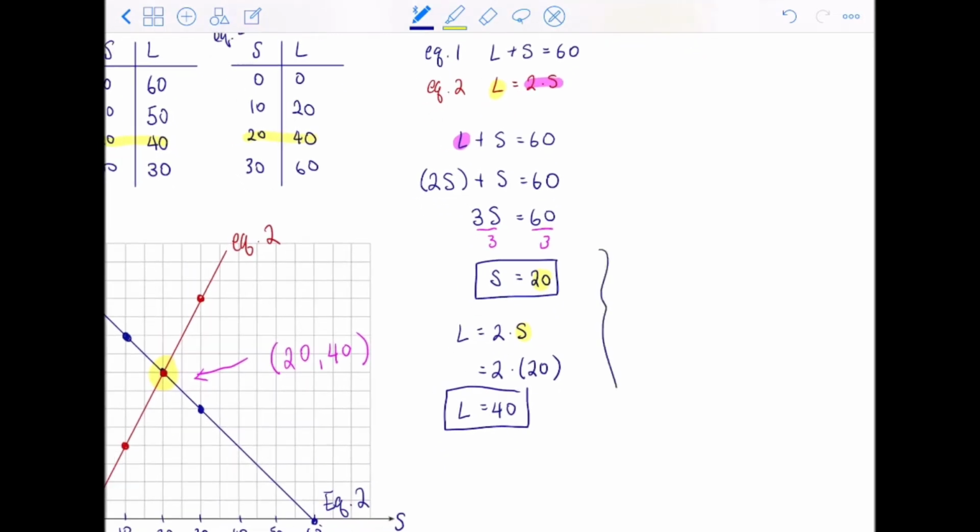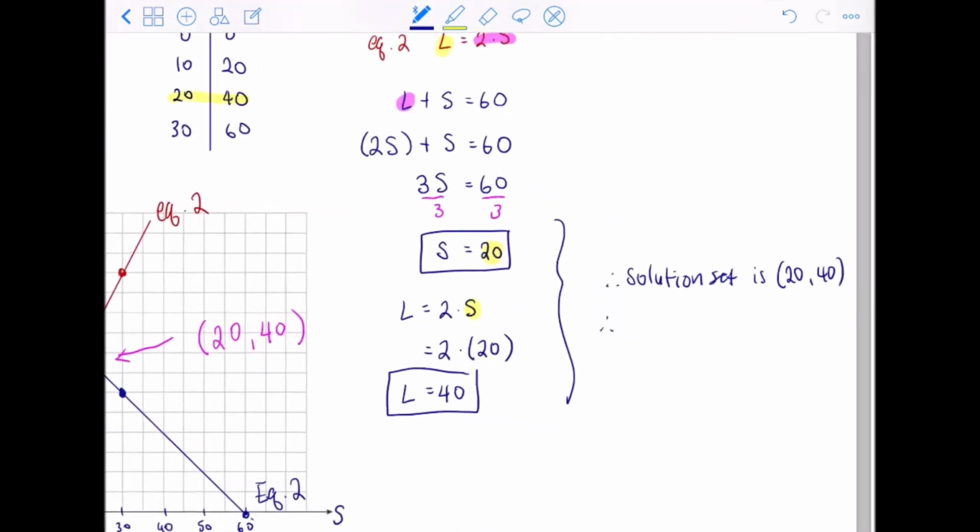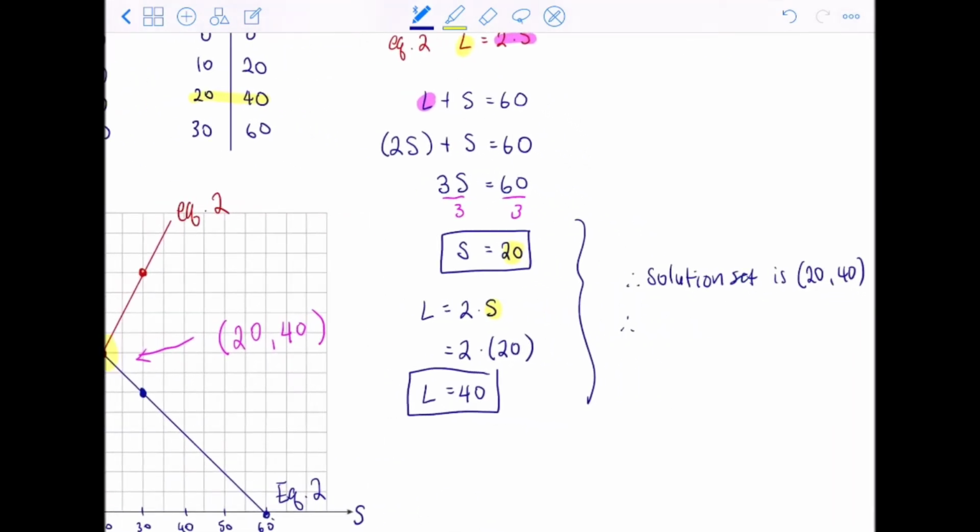And then we can say the solution set is, depending on what you set as the independent variable, but let's stick to the same way, 20 and 40. But because the situation for this question was an actual real life situation, we do have to include the units and what the variables represent.